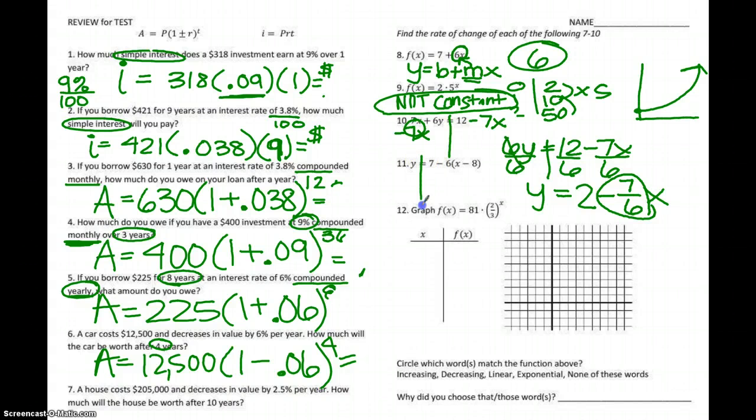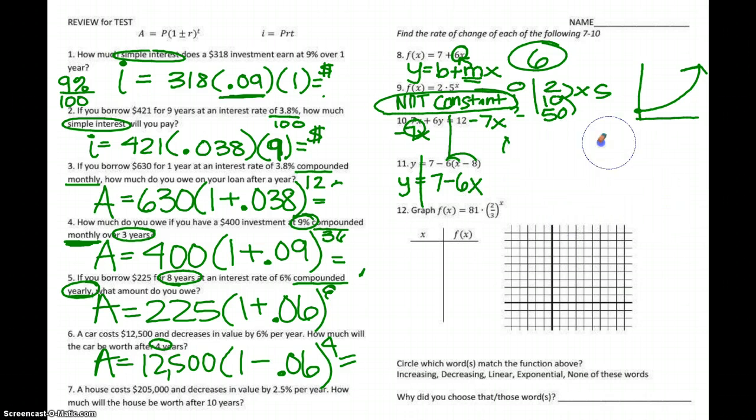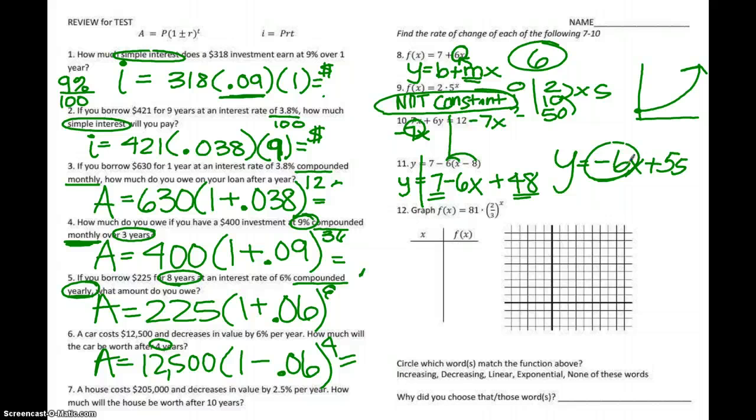Number 11, if we actually distribute and simplify this a little bit, we got y equals 7 minus 6x. Negative 6 times negative 8 is positive 48, so plus 48. If you combine like terms here, we got y equals negative 6x plus 55. And that's mx plus b. So again, we're looking for the rate of change, the slope, and that's negative 6.